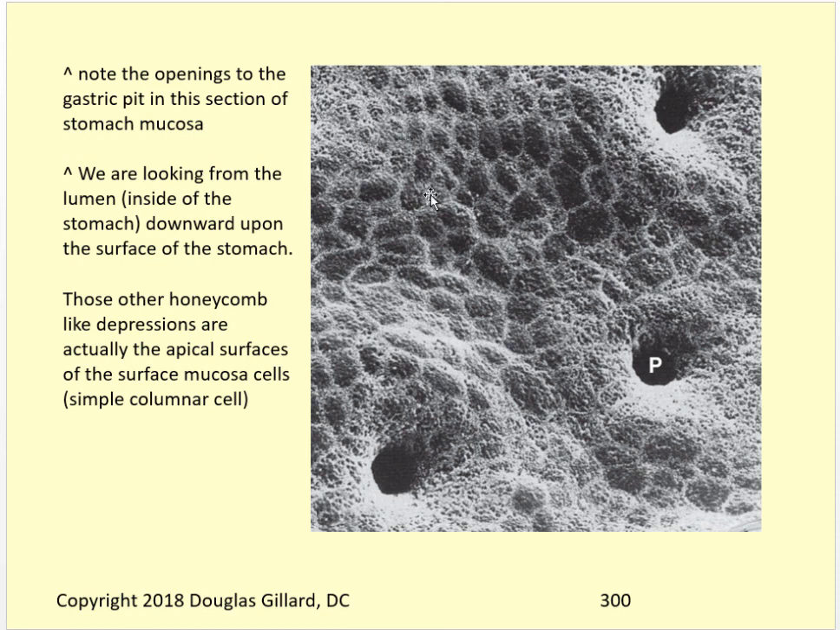Okay, here's what they look like under the electron microscope. See, these are all the mucous cells, the tops of the mucous cells, all these little things. And here are the gastric pits. There's one there, one there, one there.